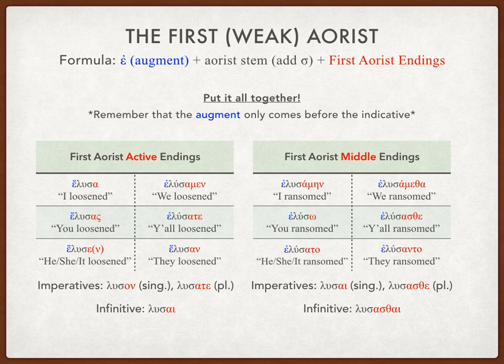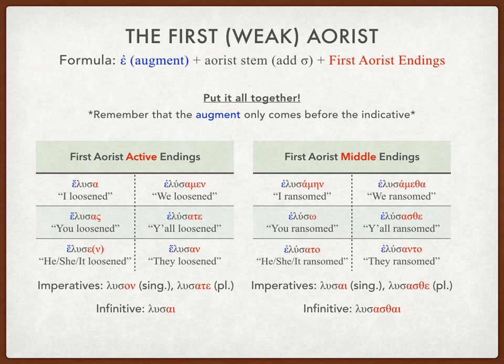So, starting with the active forms on the left side, following the formulas, elusa, that's epsilon at the beginning, luo with the sigma at the end of its stem, and the ending alpha, elusa, I loosened. Second person singular, elusas, you loosened. Third singular, elusen, he, she, or it loosened. Plurals, elusamen, we loosened. Elusate, y'all loosened. And elusan, they loosened.